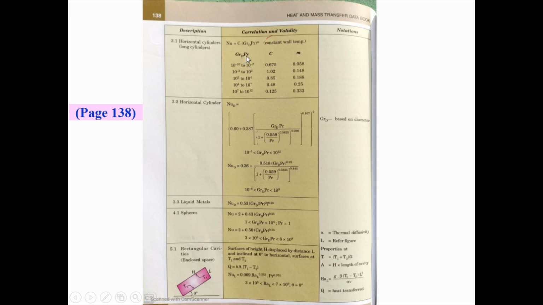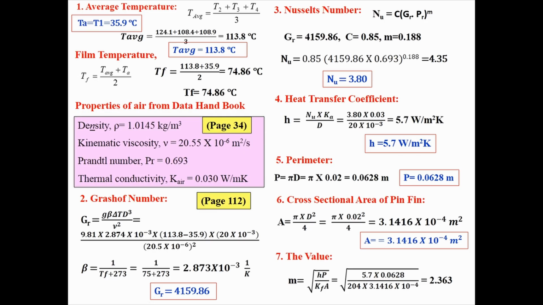Multiply GR into PR, and you will get a range between 10 to the power of 2 and 10 to the power of 4. I got 10 to the power of 3, so it lies in this particular range, that is 10 to the power of 2 to 10 to the power of 4, where the C value is 0.85 and the m value is 0.188. The same values I have taken for my calculations here. C I have taken as 0.85, m as 0.188.